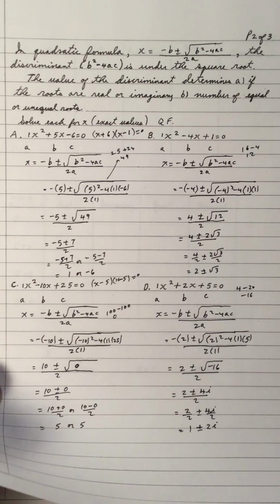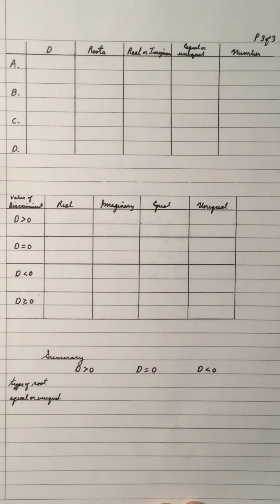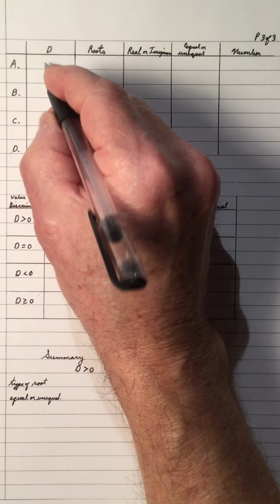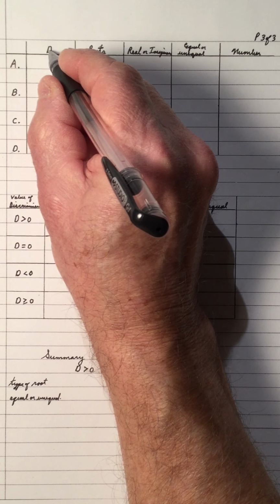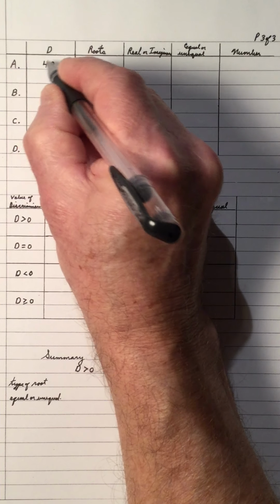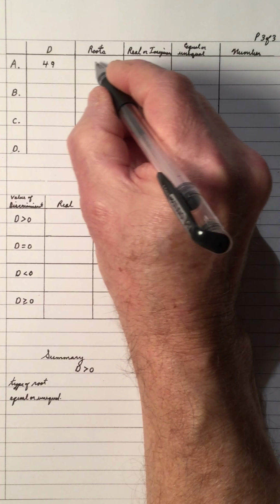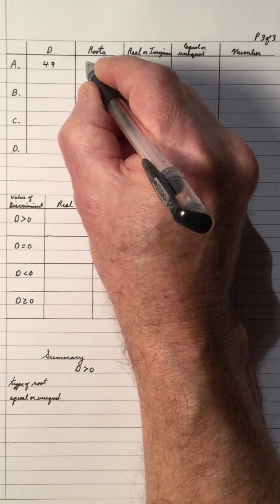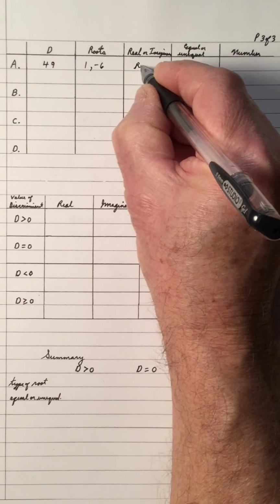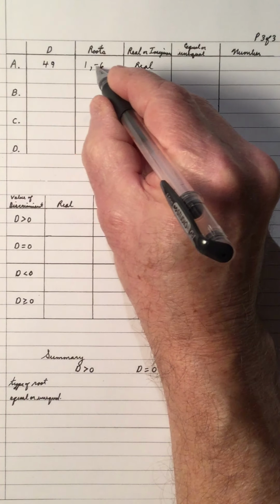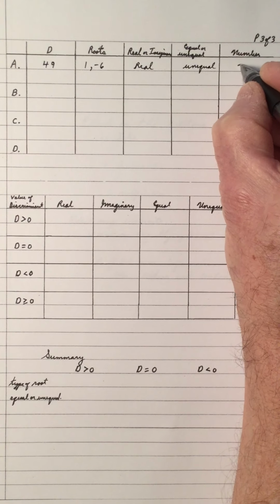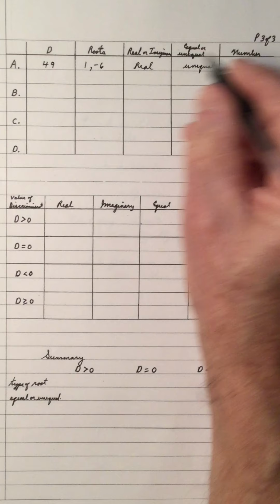So I'm going to transfer that info to this page. Here we go. So in A, we had a discriminant, not determinant, discriminant of 49 that was underneath the root. And the roots were 1 and negative 6. And those roots are real roots. And notice they're not equal, so they're unequal. And how many roots are there? There's 2 roots. Every quadratic has 2 roots.